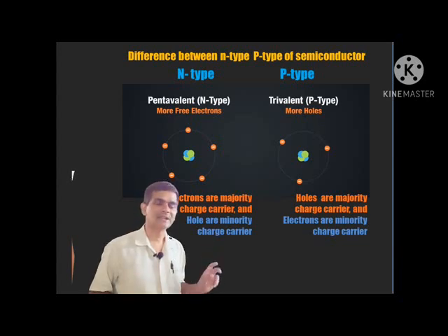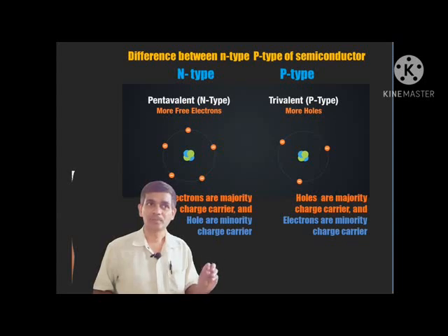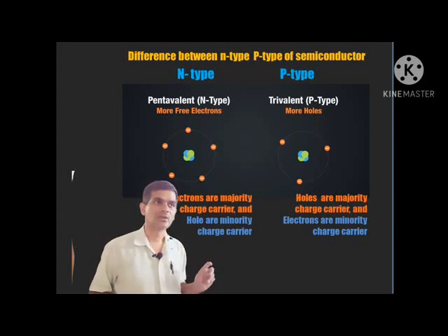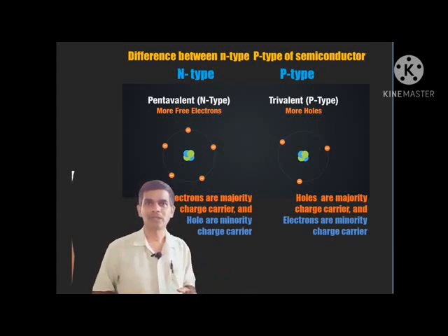In N type, electrons are majority charge carriers. In the case of P type, holes are majority charge carriers. In N type, electrons are majority, meaning holes are minority charge carriers, and in P type, electrons are minority carriers. These are the differences between N type and P type semiconductors.